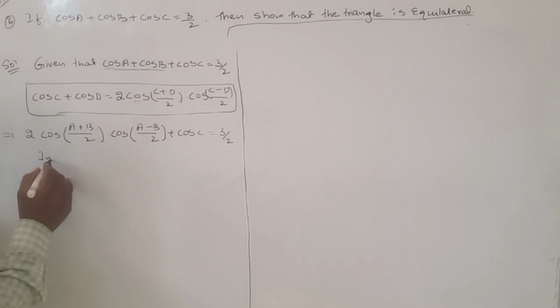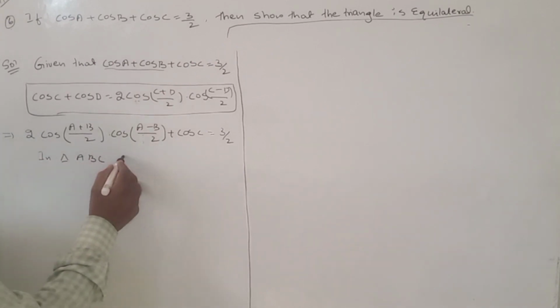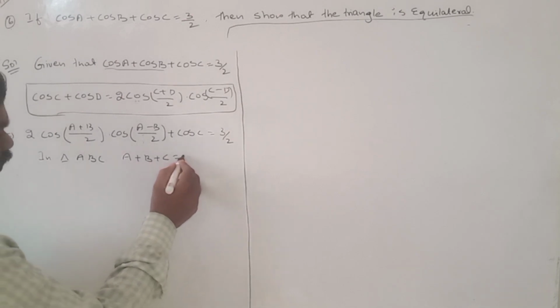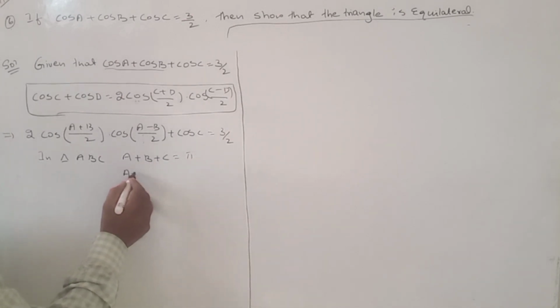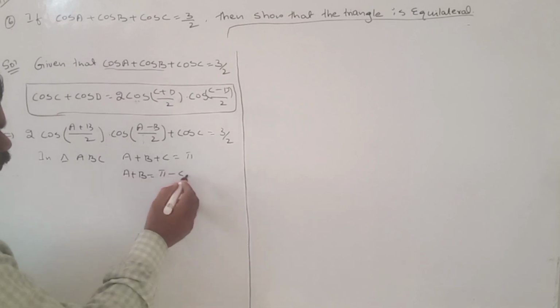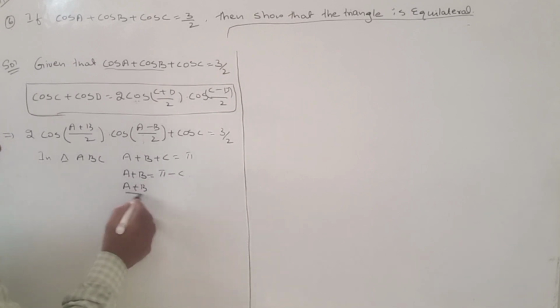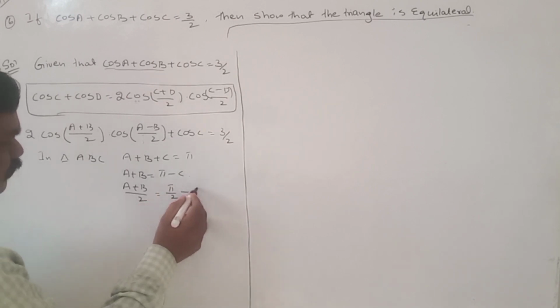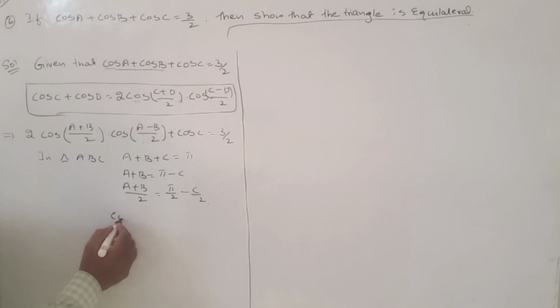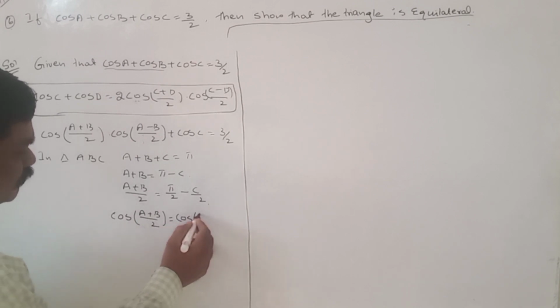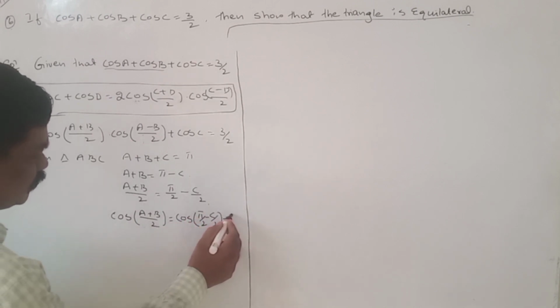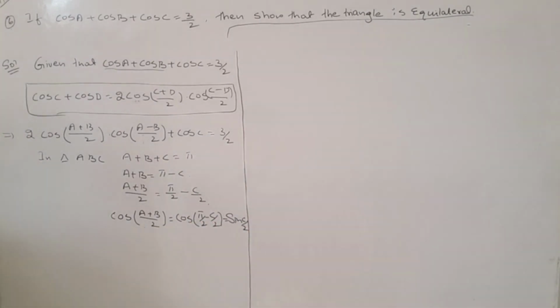We know in triangle ABC, A plus B plus C is equal to pi, and A plus B is equal to what? Pi minus C. So (A plus B) by 2 is equal to pi by 2 minus C by 2. Then cos of (A plus B) by 2 is equal to what? Cos of (pi by 2 minus C by 2) is equal to sin C by 2.